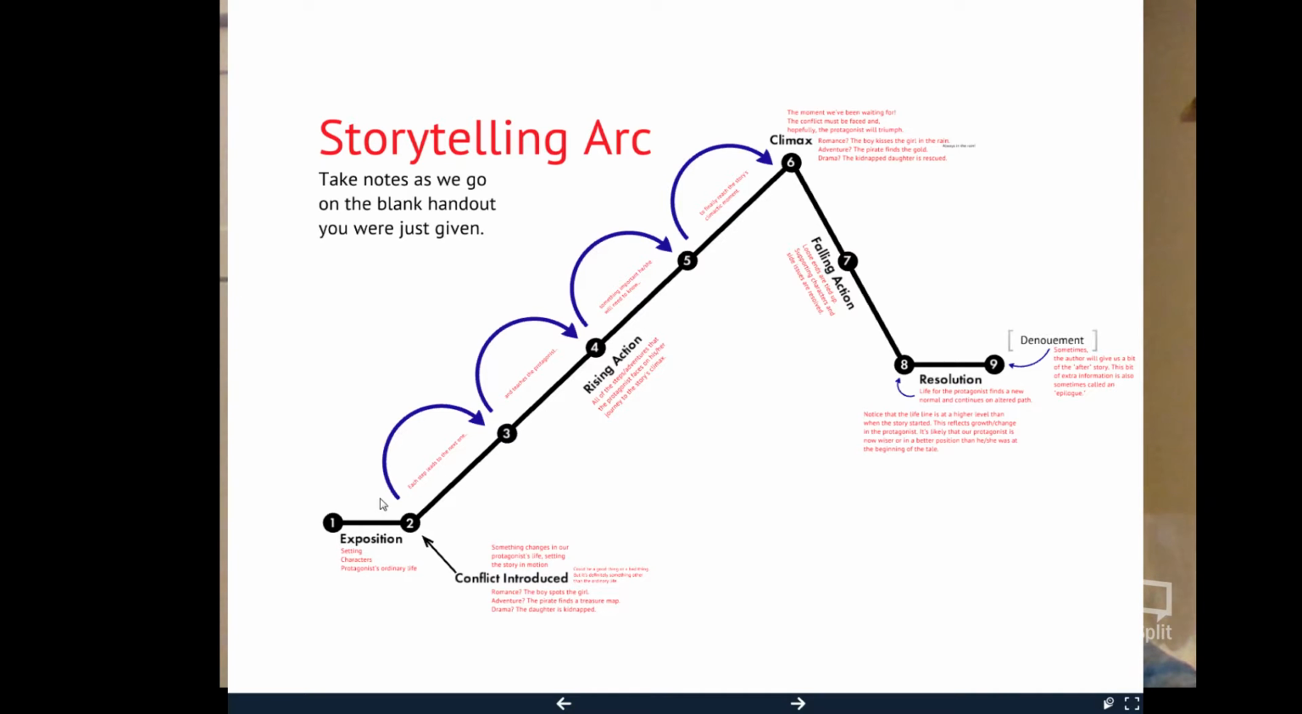There's so much that happens. Everything is leading up to this climactic moment. Everything is leading up to this character within a story to change.